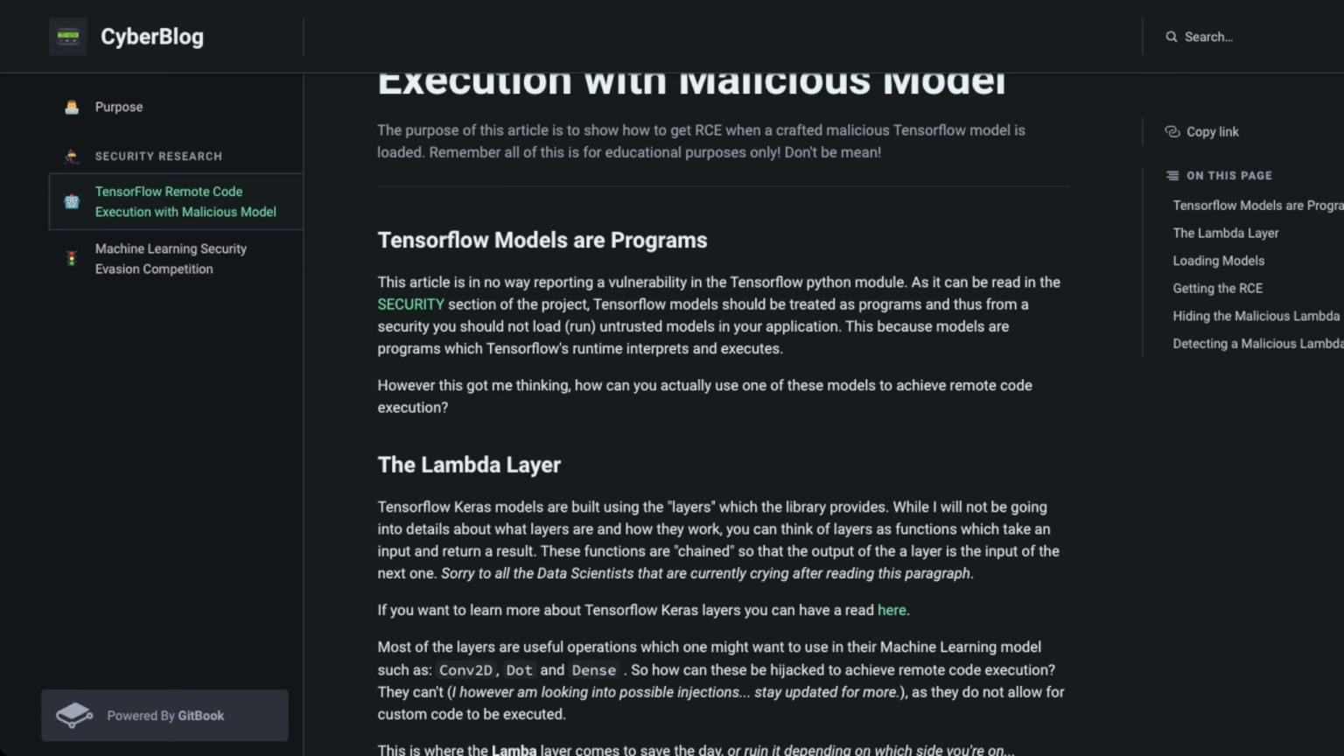And at a high level, it's important to know that machine learning models are not just baked data sets that can't necessarily do anything on their own. Even TensorFlow themselves say in their security section of the project that models should be treated as programs. And from a security standpoint, you should not run untrusted models on a machine you care about.